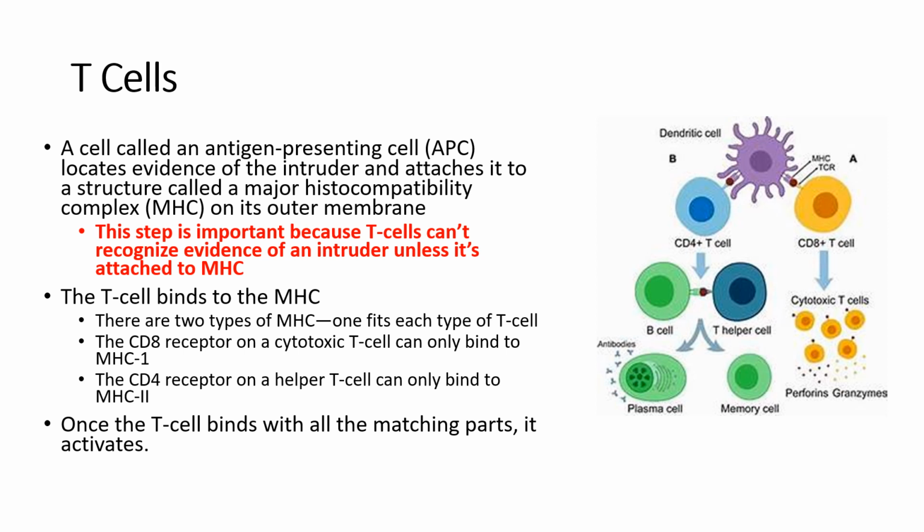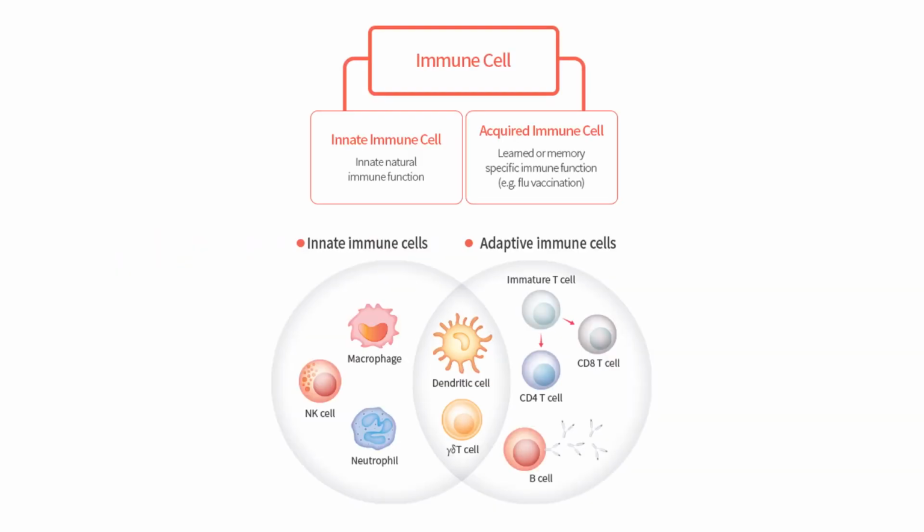So a cytotoxic T cell has a CD8 receptor, which can only bind to MHC1 molecules. The helper T cell has CD4 receptors, which bind to MHC type 2. Once the T cell binds with all the matching parts, it becomes activated.